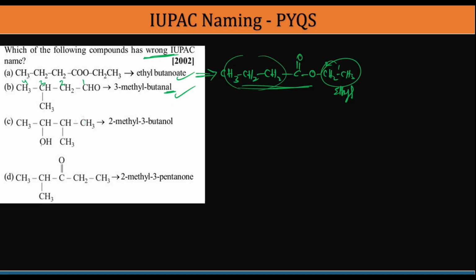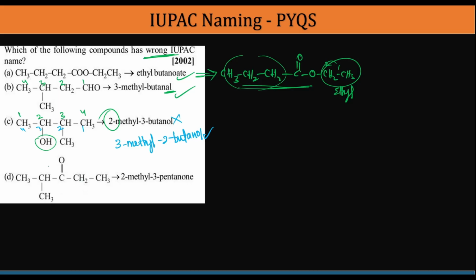And here, obviously, we'll give priority to OH only, so we'll give numbering from here. It should be 3-methyl, not 2-methyl. They have given the order like this, 1, 2, 3, 4. But here the order is wrong because alcohol should get highest priority rather than the alkyl group. So it should be 3-methyl-2-butanol. Okay, this one is correct and this one is wrong.